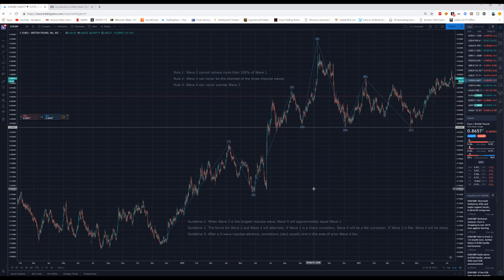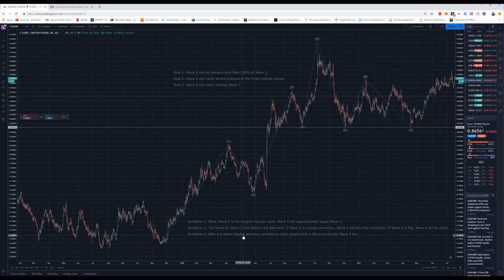Who understands what that means? Does everyone understand what this is saying with guideline 1? Basically, what it's saying is the third one. Awesome. So it goes 1, 2, 3. So this one here, this is the third one. When it's the longest, from here to here generally equals from here to here. That's what guideline 1 is saying.